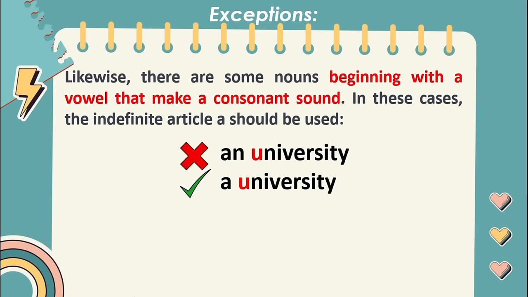a university. Look at the word university. It begins with a vowel letter U. But the first or beginning sound of the word university has a sound of Y. That is why we use a for the word university. Let's have another example.